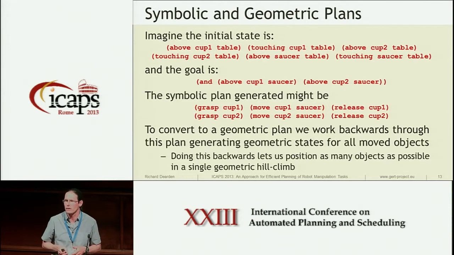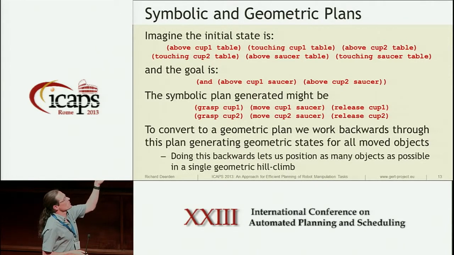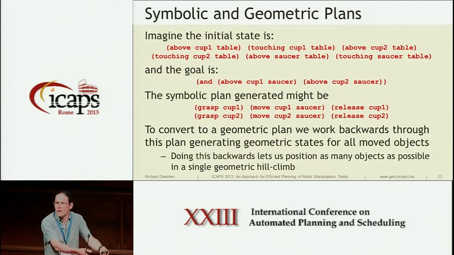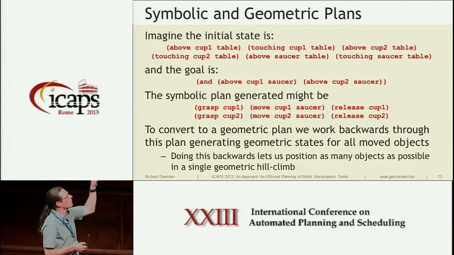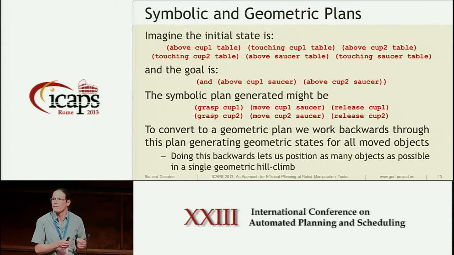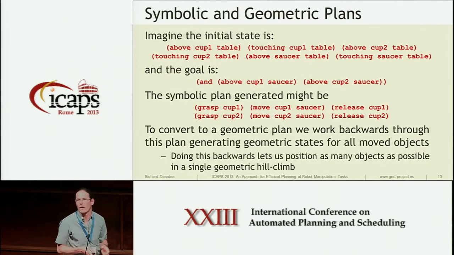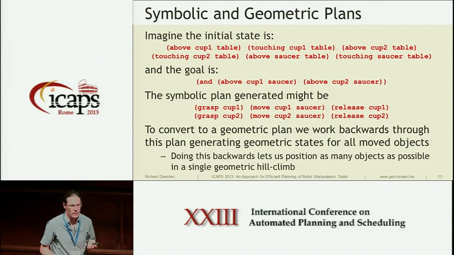And the reason we do it starting at the end of the plan is so that we're planning geometric locations for as many of the objects that we manipulated as we possibly can in one go. So rather than plan a position for the first cup, and then given that plan a geometric position for the second cup, we'd rather plan both of them simultaneously. It turns out it's a lot more efficient to optimize the positions of the two of them simultaneously, and then work our way back through the plan and look for other places where objects have been moved.